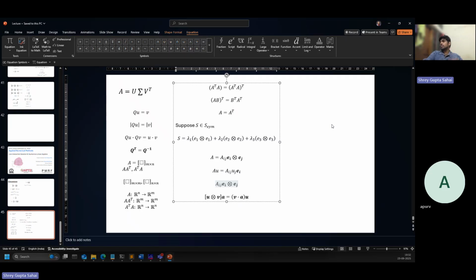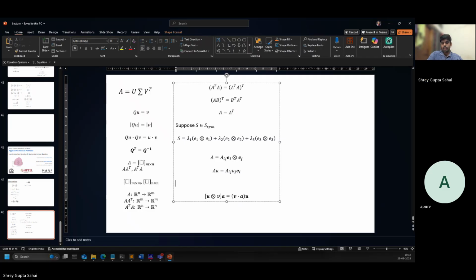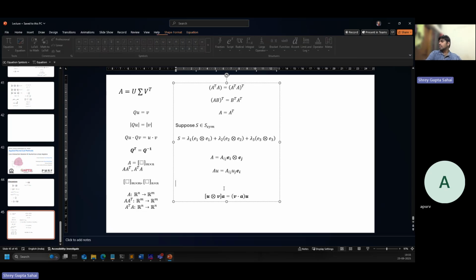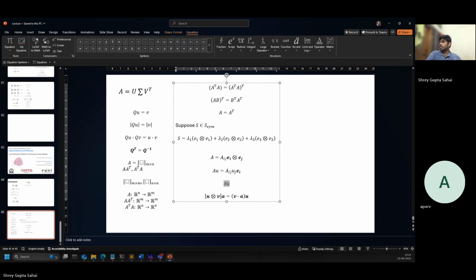If you substitute this, essentially what I have written is Au, which is Aij (u dot Ej) Ei. And you know u dot Ej is uj, right? This is just a fancy way of writing this thing.